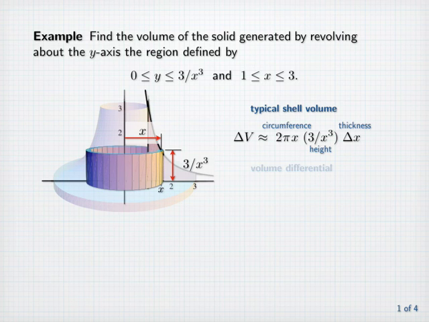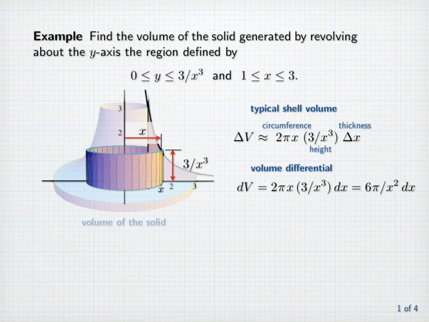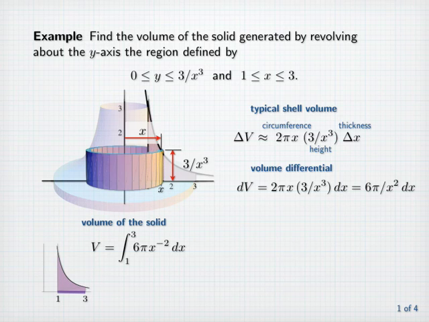So we define a volume differential by dV equals 2 pi x times 3 divided by x cubed dx, or 6 pi divided by x squared times dx. Now the volume of the solid is the integral of dV over the interval on the x-axis where the original region lives. So the limits of integration here are x equals 1 to x equals 3. Next we anti-differentiate, obtaining minus 6 pi times x to the minus 1 power, evaluated between 1 and 3, which equals minus 6 pi times 1/3 minus 1, so we have minus 6 pi times negative 2/3, which equals 4 pi.